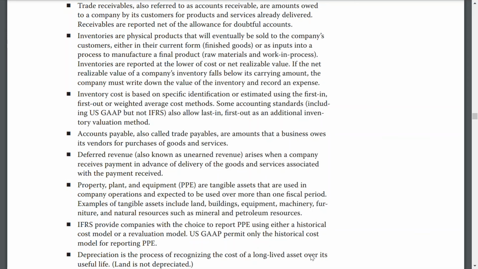The first-in, first-out, or weighted average cost method. Some accounting standards, including US GAAP but not IFRS, also allow last-in, first-out as an additional inventory valuation method.